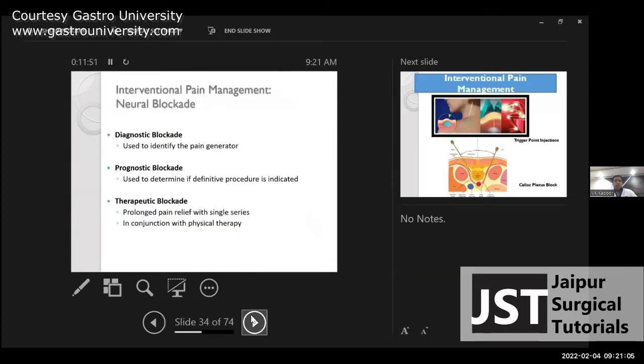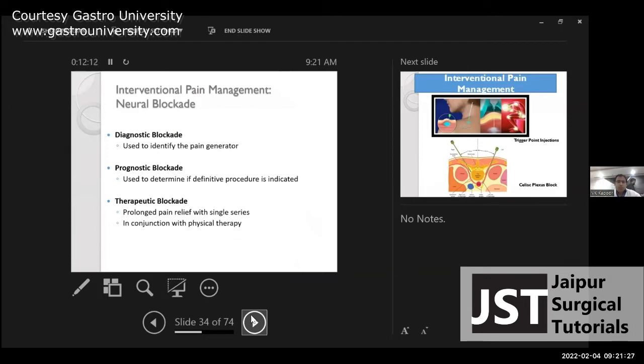Interventional pain management goes with neural blockade. But when we block the nerves, why do we do a diagnostic blockade? Because sometimes things are not evident even on MRI, but the patient is saying that they are having pain. So we have to give diagnostic blocks and identify the pain generators, that is, is it this nerve or is it inflammation causing the pain?